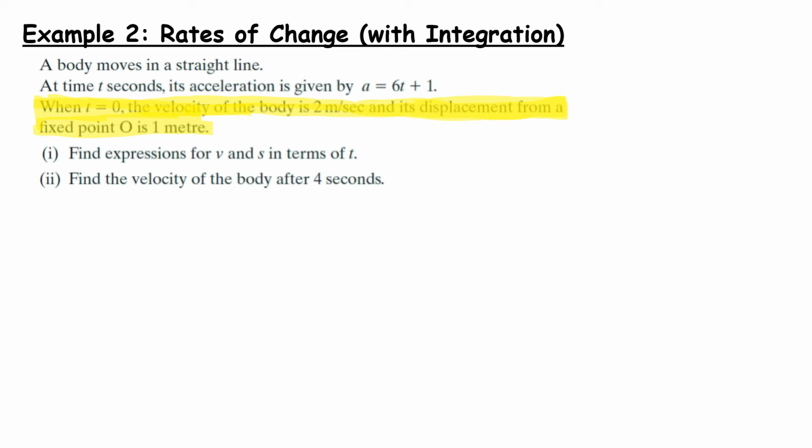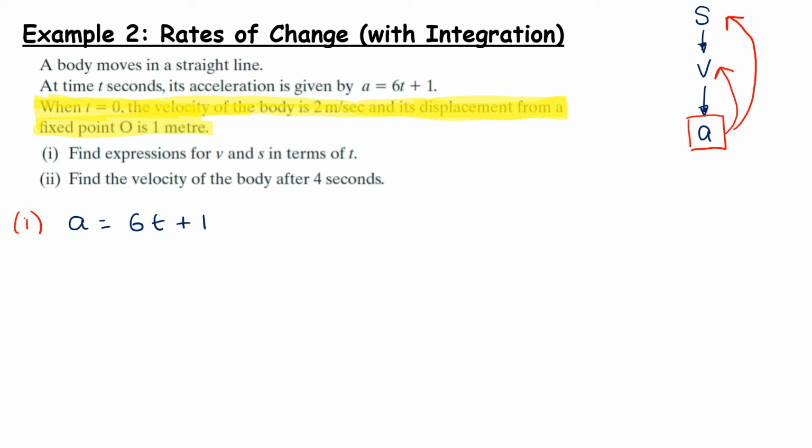So let's put up our little flow chart. We start with s, which is displacement, then we have velocity, and then we have acceleration. We have started here with acceleration, and we want to find expressions for v and for s in terms of t. So let's start with our acceleration, which is 6t plus 1. In order to get my velocity, I'm going to integrate 6t plus 1 with respect to t.